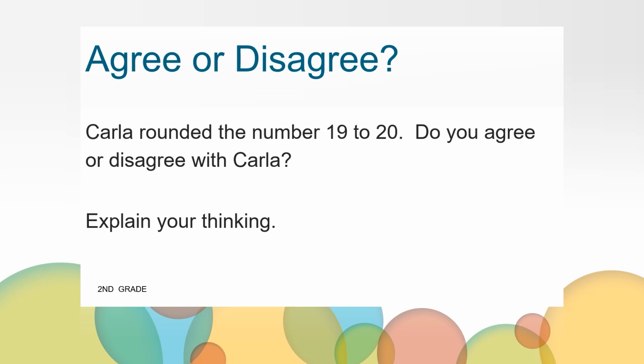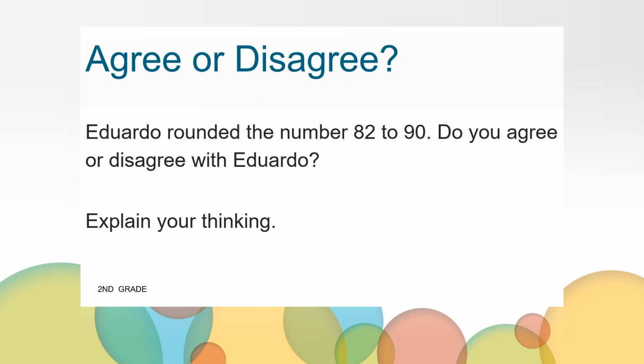I agree with Carla that 19 rounds to 20. What about you? 19 is only one number away from 20, and it is 9 numbers away from 10. So that's why I think it rounds up to 20. Let's try another one.